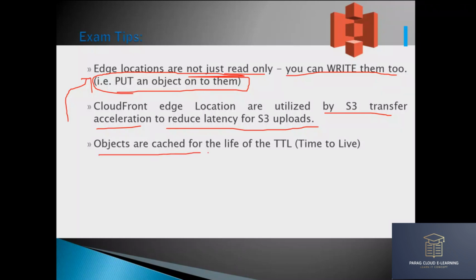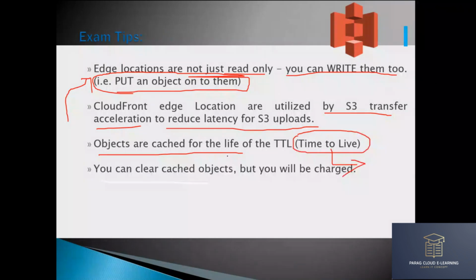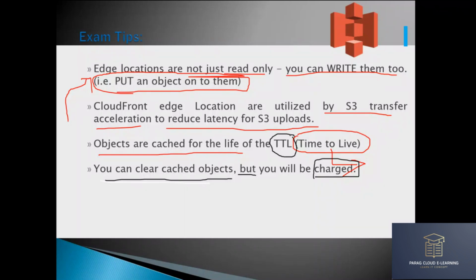Objects are cached for their life of time, the TTL. You can clear the cached objects, but you will be charged. Deleting the cache from an edge location is a chargeable action. Amazon does charge you for forcefully deleting the cache from an edge location. So we have to be very optimal while selecting the TTL. We can't keep the TTL too long and we can't keep it too small.